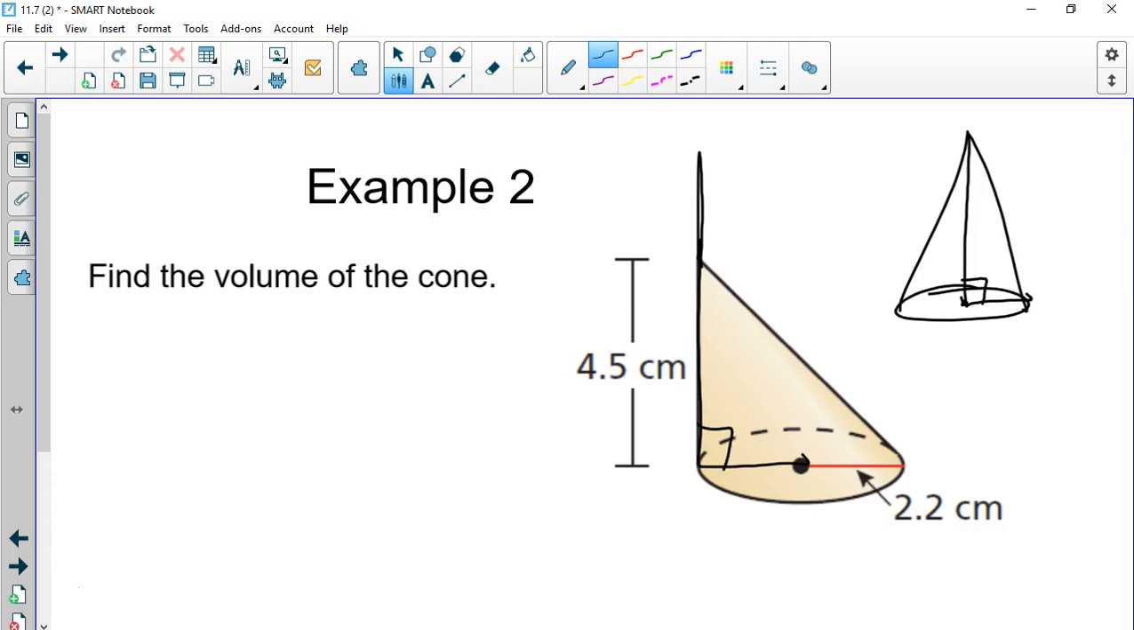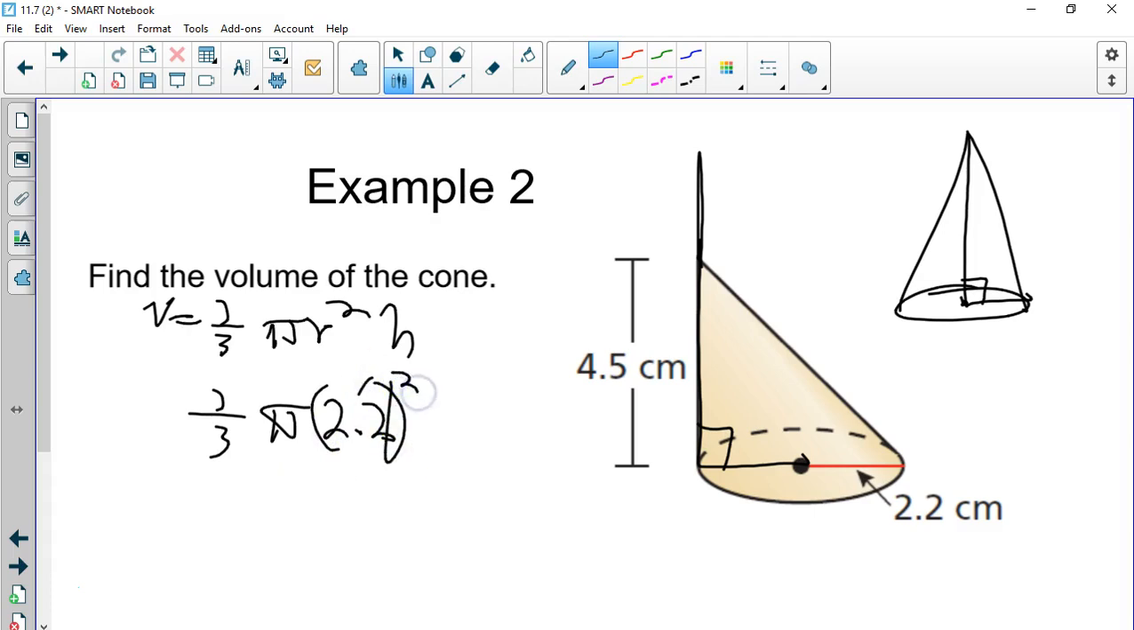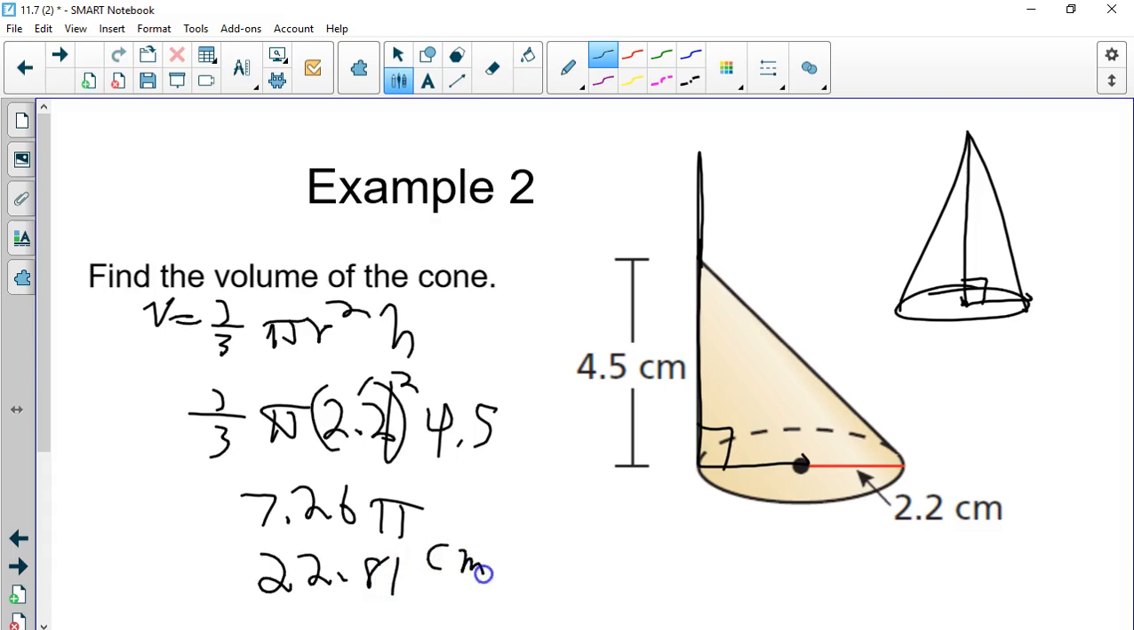So again, let's write the formula out first. Volume equals 1/3 pi r squared h. So 1/3, we got our pi. Our radius, notice here, is 2.2. So 2.2 squared. And our height, our true height, is 4.5. If we multiply that out, we get 7.26 pi, exact answer. And if we multiply those two, we get 22.81. Both of these are centimeters squared.